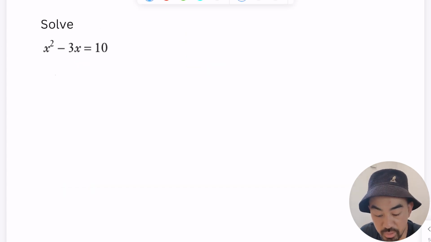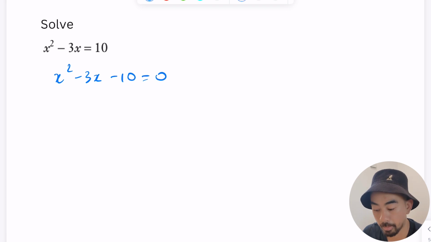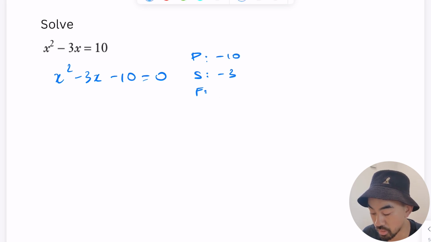All right, here's another example where we've got x squared minus 3x equals 10. So straight away I notice that one side's not equal to 0, so we need to do that. We can do that by moving 10 to the other side. X squared minus 3x minus 10 equals 0. And now it's just like before. So PSF, we've got a few negatives we've got to work with. Product's negative 10. Sum's negative 3. So a little bit more tricky, but it's still fine.